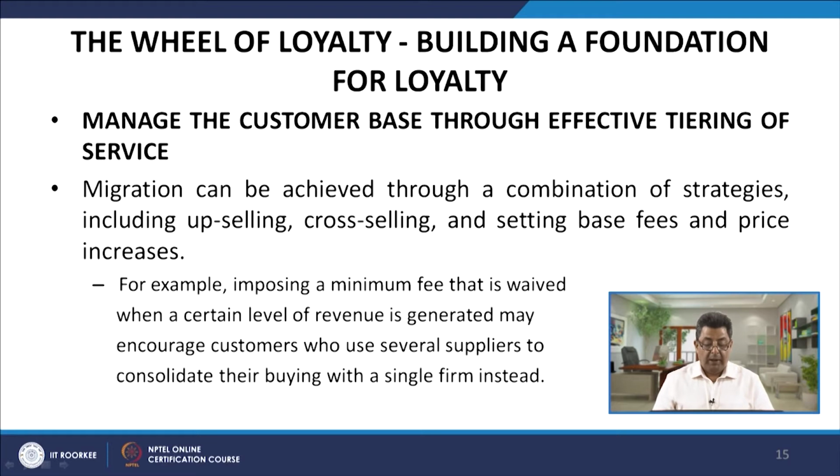So now, when the customers are told that they will get some more benefits if they buy more, the customers, instead of buying from several different sellers, will consolidate their buying. They will buy only from one seller, so that they are able to achieve that kind of target.